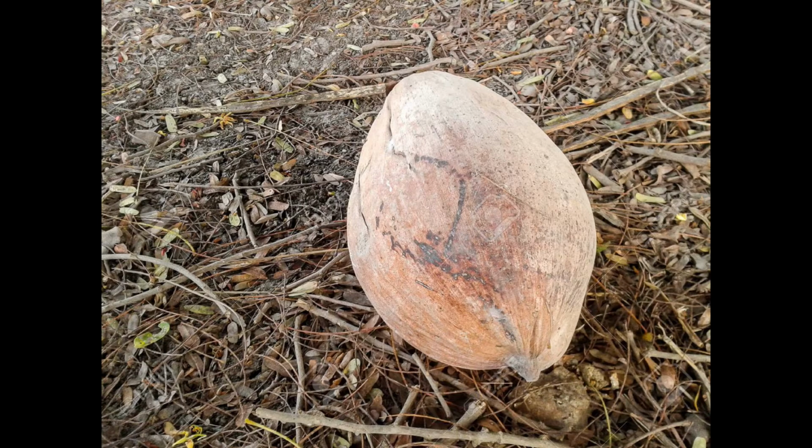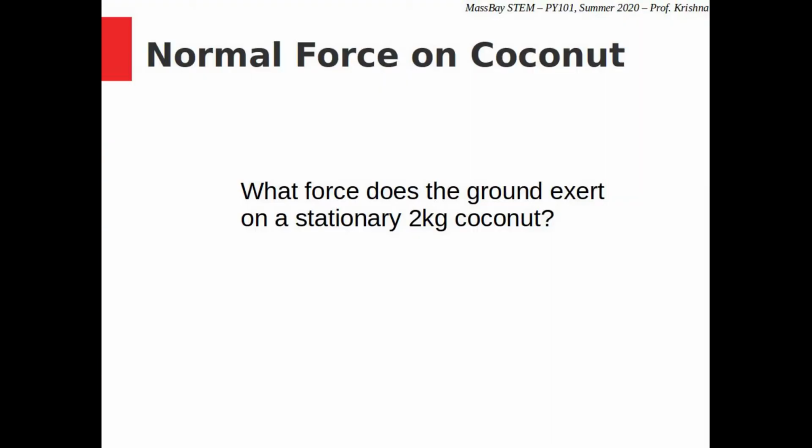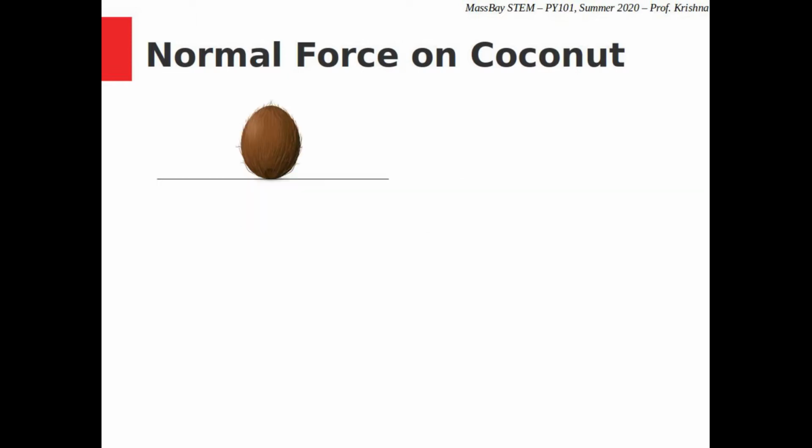Now we will see a case where we know the acceleration and need to solve for a force. The weight force will help us in this puzzle. Consider this puzzle. What force does the ground exert on a stationary 2-kilogram coconut? Let's use our process. First, we draw a picture. Second, we draw a free body diagram. Gravity always pulls the coconut toward the center of the earth. But if weight were the only force acting on the coconut, it would accelerate. It's clearly not accelerating, so there must be some other force to exactly balance out the weight and to make the acceleration zero.